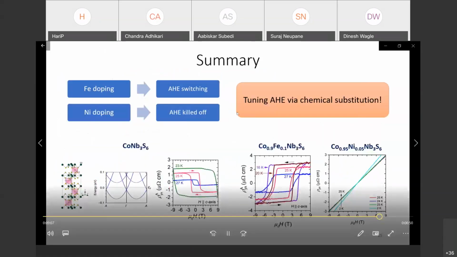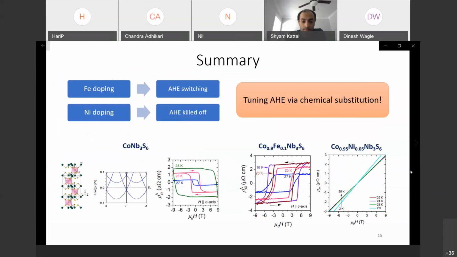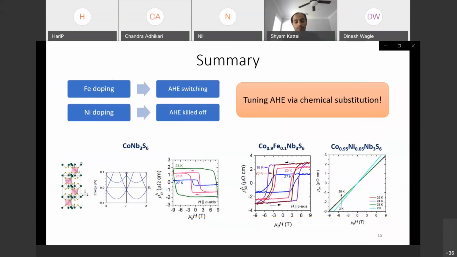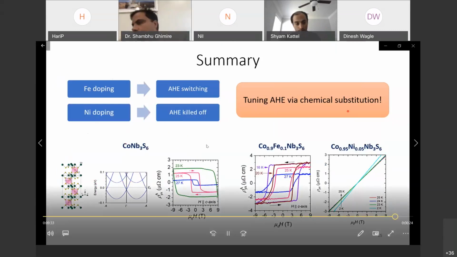In summary, what we can do is control the anomalous Hall effect. We dope it with iron, lowering the Fermi energy below the Weyl node, which flips the sign of the anomalous Hall effect. And by doping with nickel, we introduced electrons which raised the Fermi energy further up into the electron pocket and away from the Weyl node, killing off the anomalous Hall effect entirely. We tune the anomalous Hall effect by a chemical substitution.